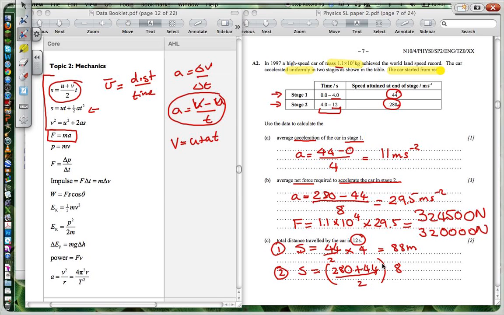Just do that on the calculator quick. So we're going to get brackets 280 plus 44 close brackets divided by 2 times by 8, and I get 1296, and then obviously I have to add the two together, plus 88, and I get 1384 meters. And obviously I have to put this into two significant figures. Your final answer will be 1,400 meters. Okay, so that's that question.